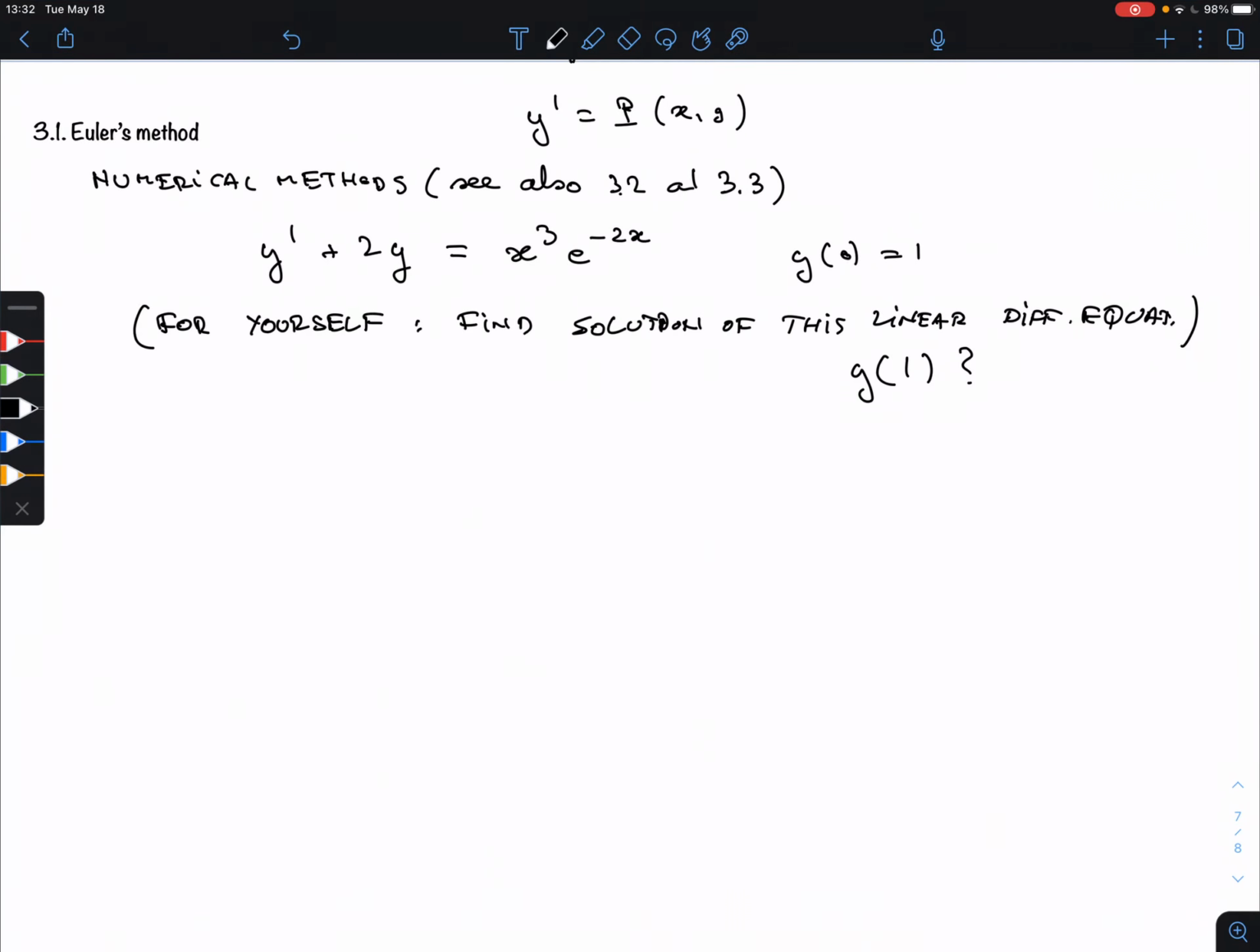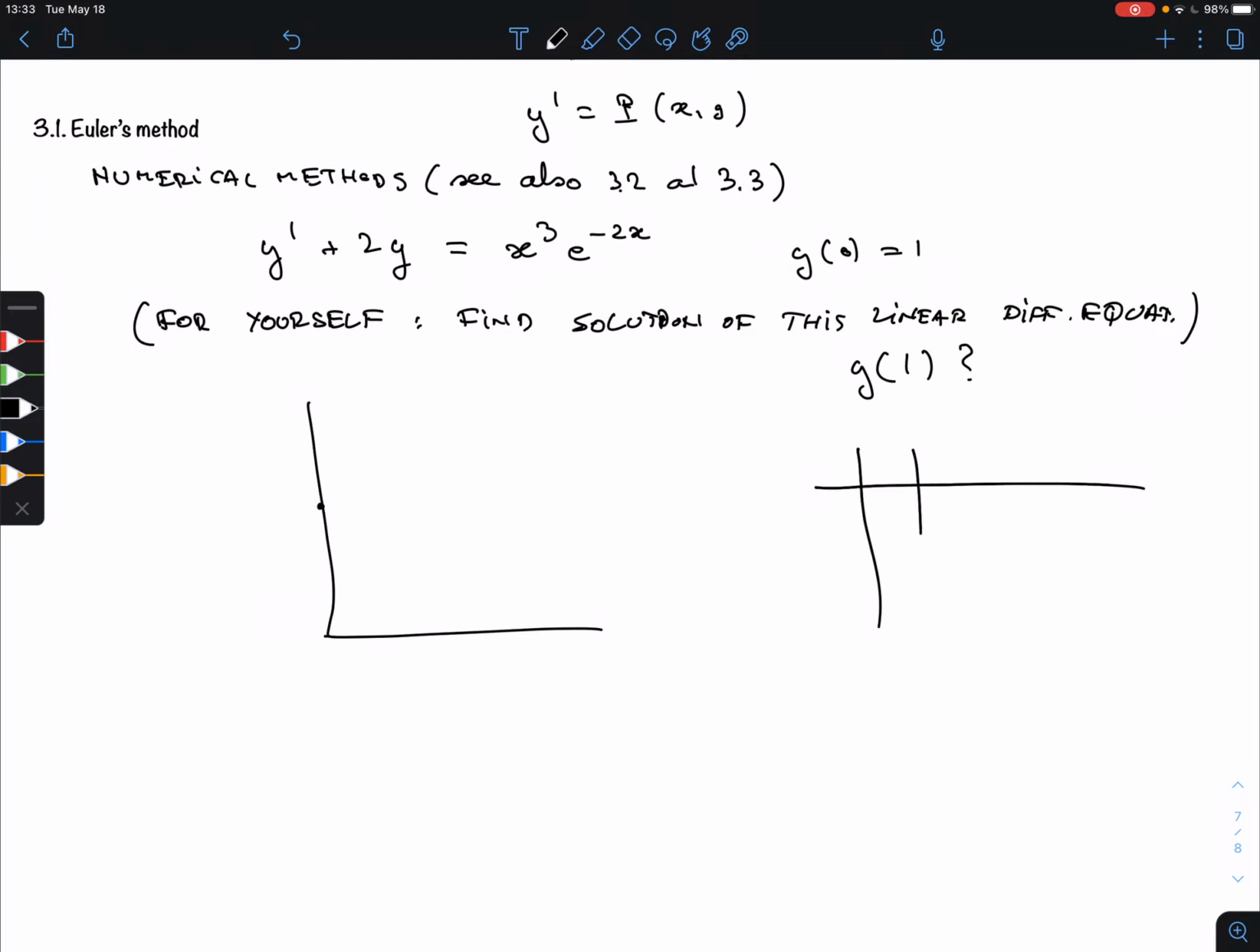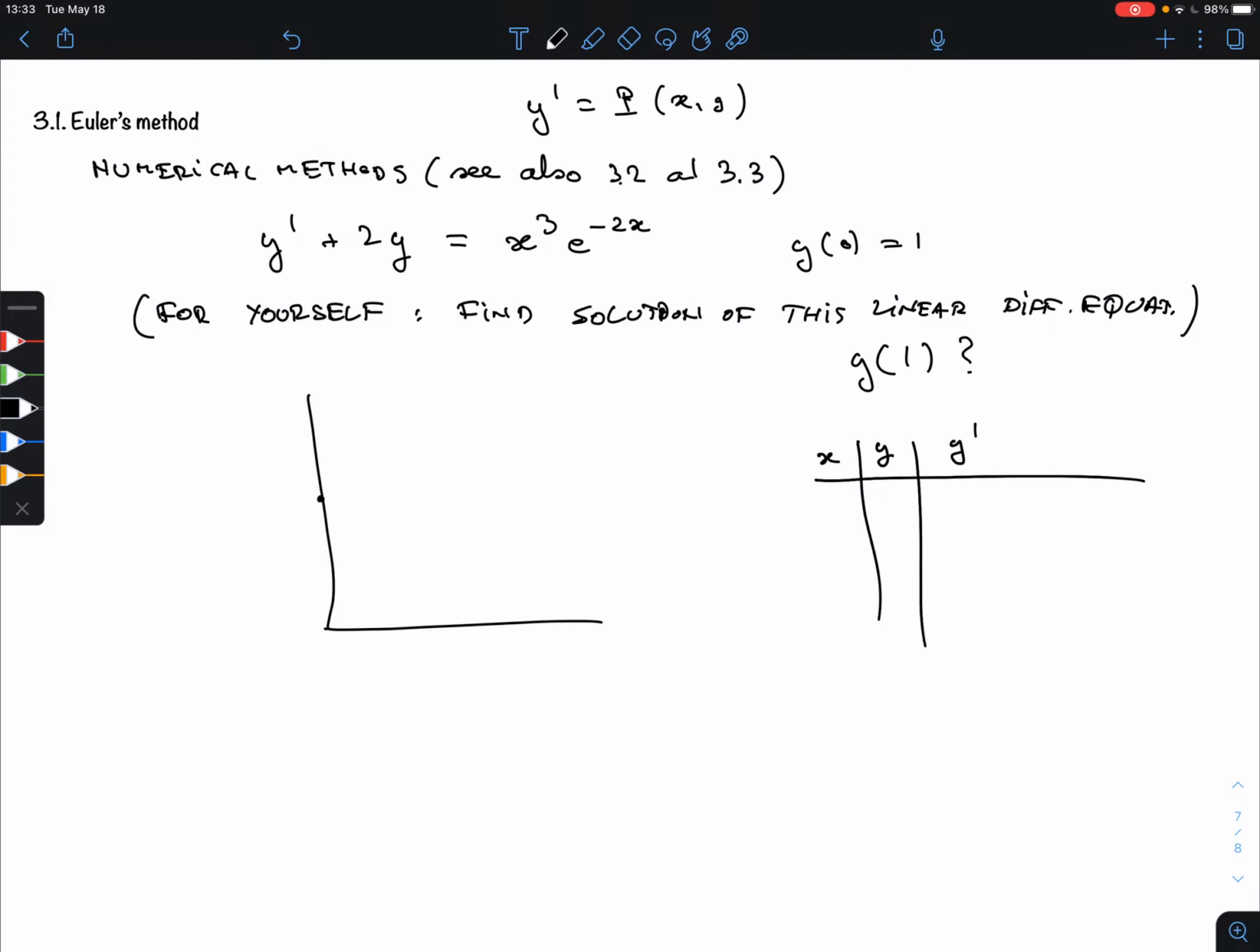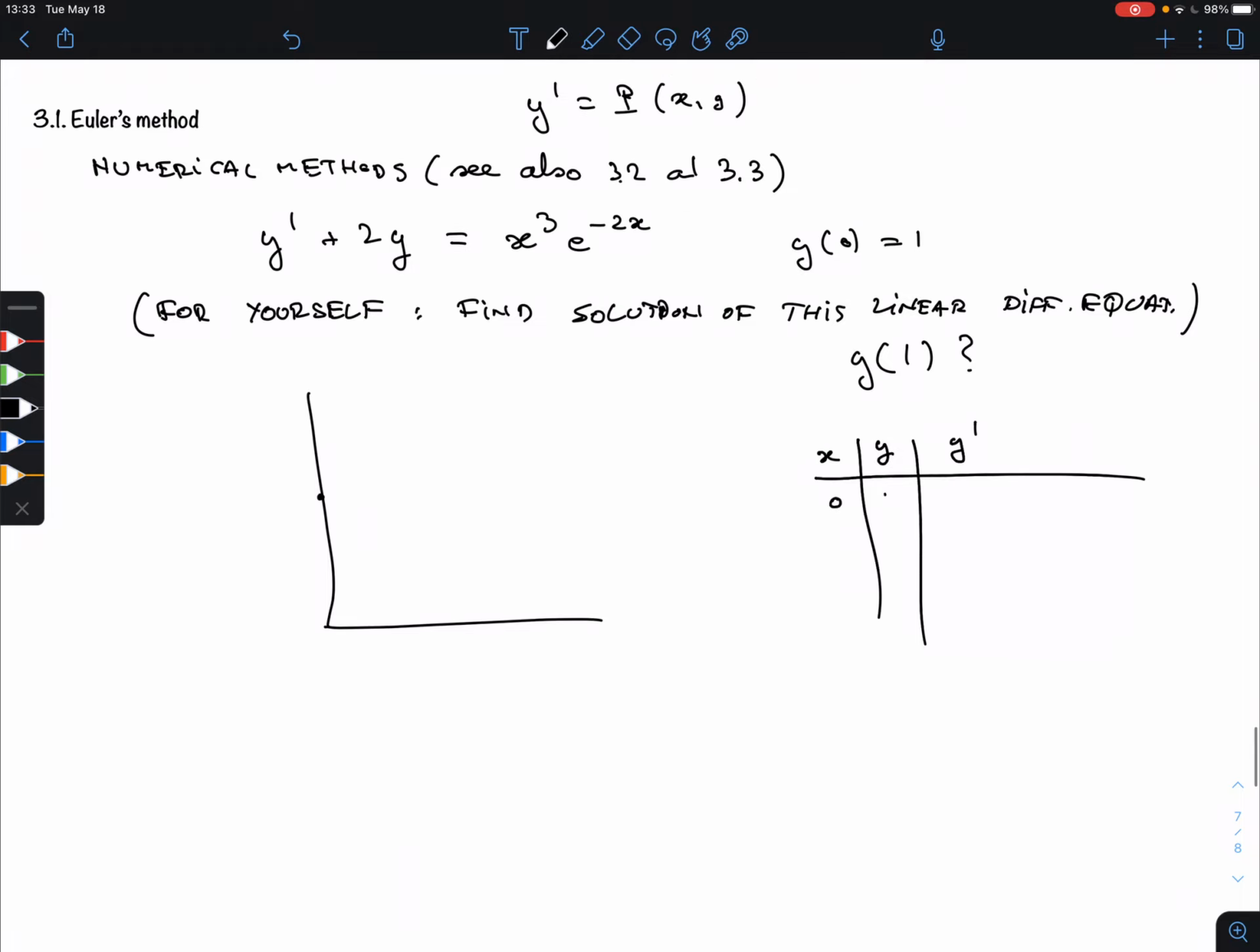Well, let me make a little picture of what we have, right? Here is the same picture that we had, and we started here at 0, 1. So we're going to make a table. It's much easier to work with a table here. So we have an x, we have the y, and then we're going to calculate what? Y prime. Okay, how do we do that? So let's start with, well, the point here is x is 0, y is 1.